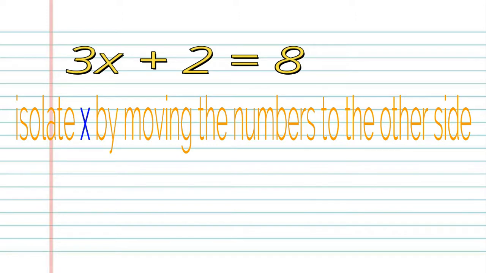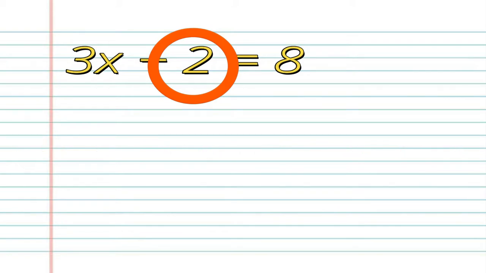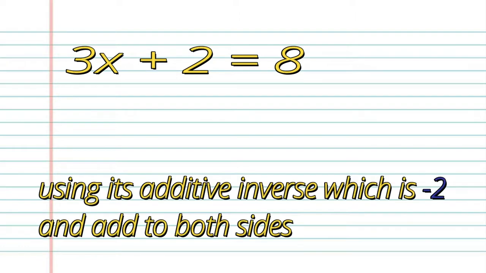What we need to do here is isolate x by moving the numbers to the other side. To remove 2, we must add something to both sides in a way that 2 will be 0 on one side. And that is by using its additive inverse, which is negative 2, and adding it to both sides.